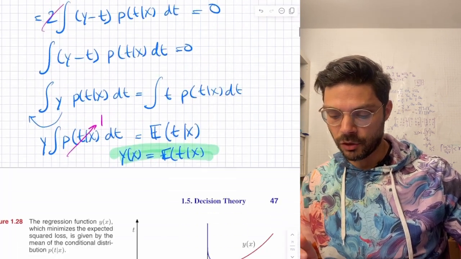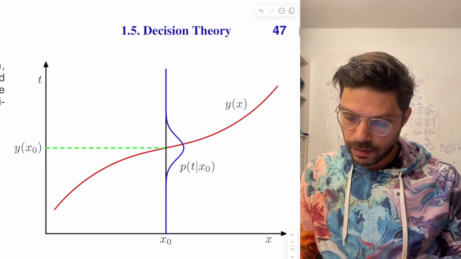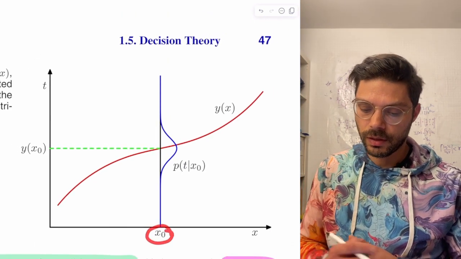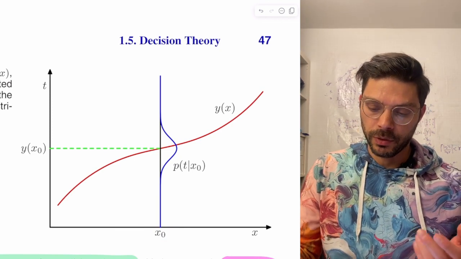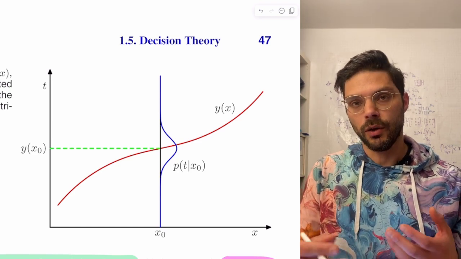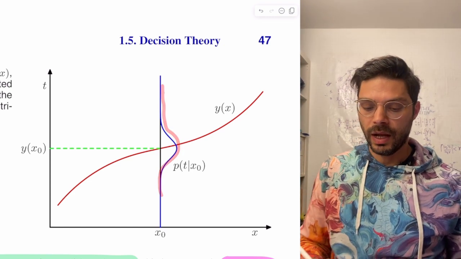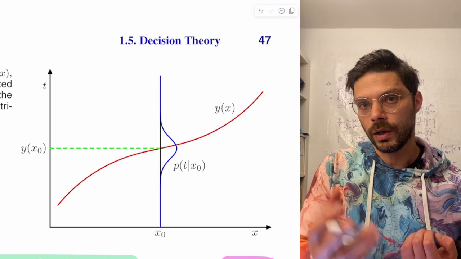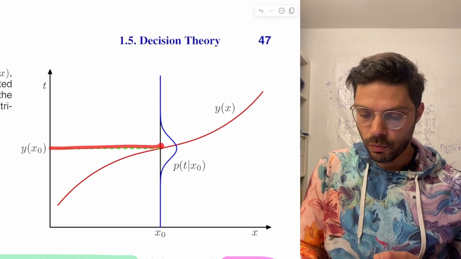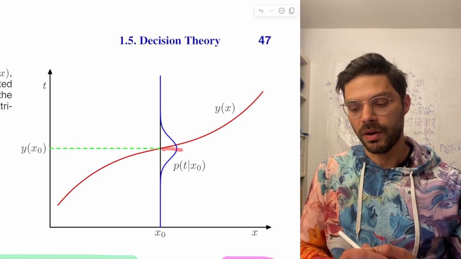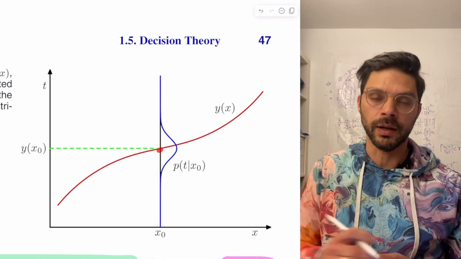And there's a nice picture of what it actually looks like, so let's focus on that for a bit. Here's the point x0 that you're interested in making an estimate for. You want your regression function, and now you have some uncertainty on the value of t given x0. So that's what this curve is. And what we just found out is that to minimize your squared error, the value that you should assign for x0 is y of x0, which is the posterior mean. The mean of this distribution on the t-axis is here, and that's the value assigned for x0.